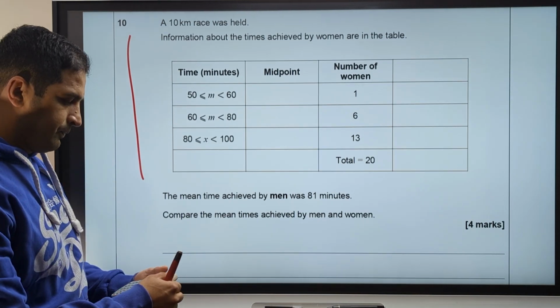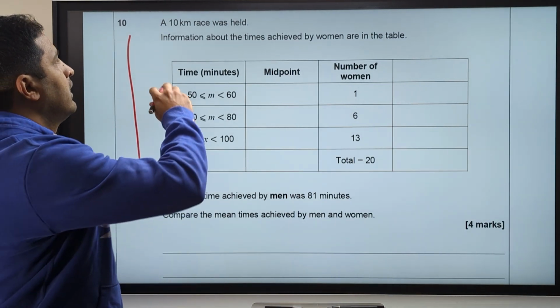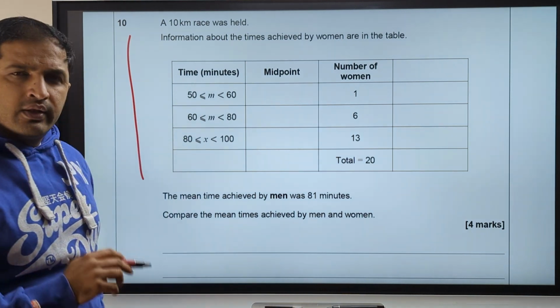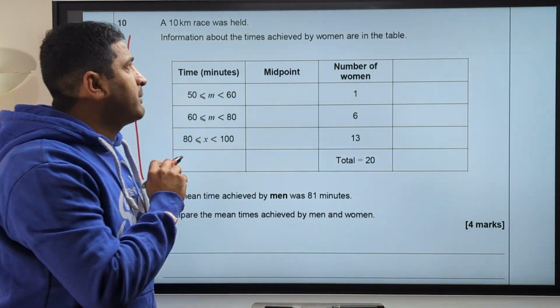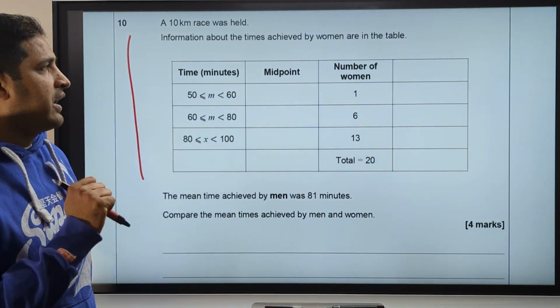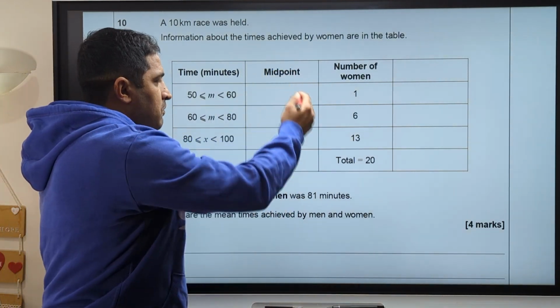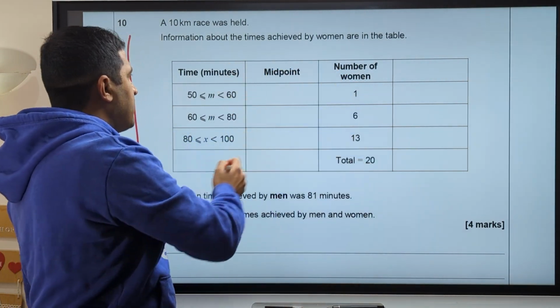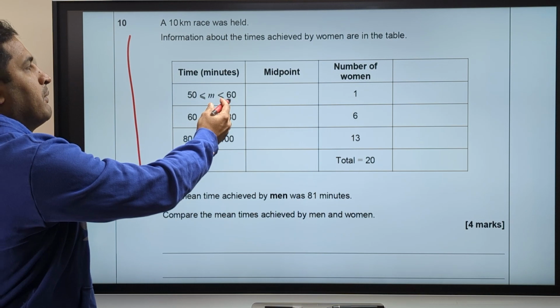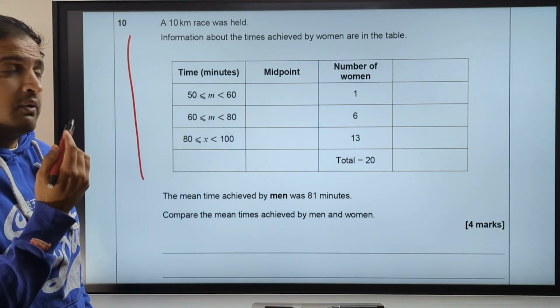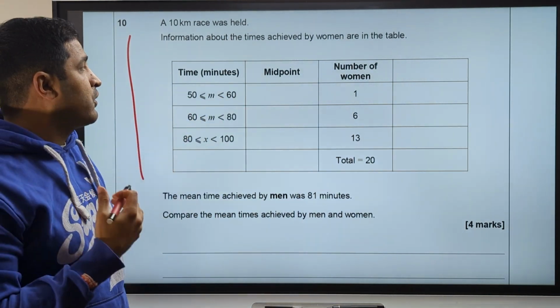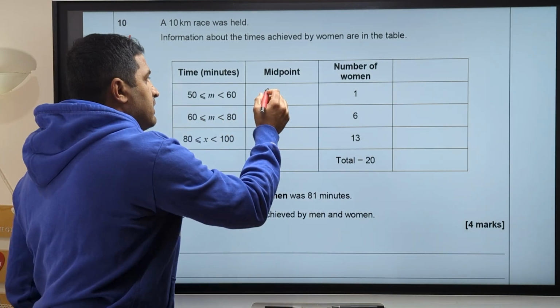Question 10 here. A 10-kilometer race was held. Information about the time achieved by the women are in the table. So we got all the times that achieved by the women. So 50 to 60 minutes. One woman took between 50 to 60 minutes to run 10 kilometers, which is impressive. Let's put it that way.